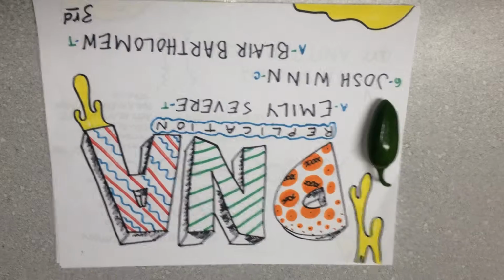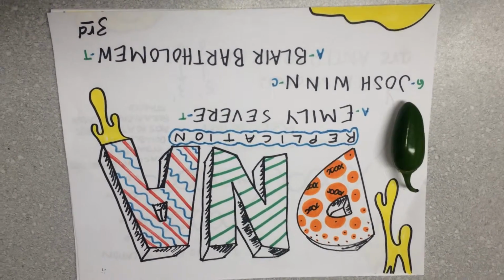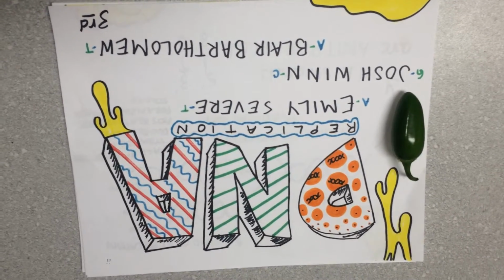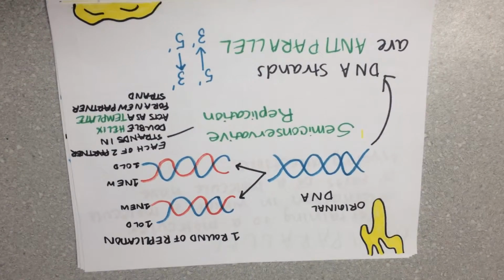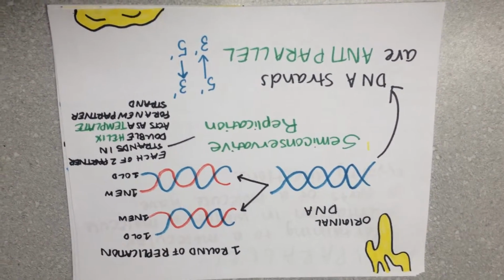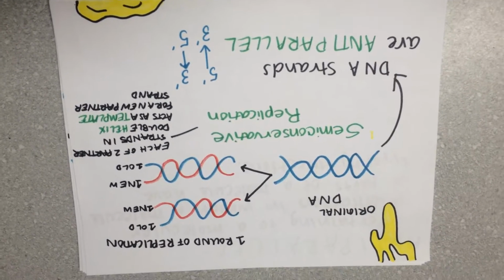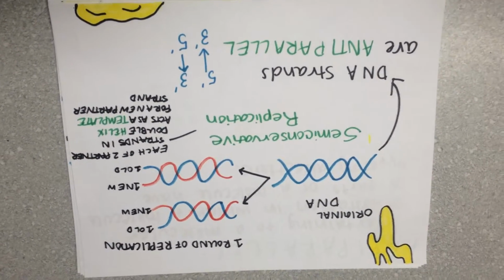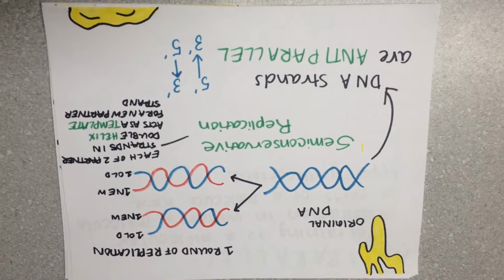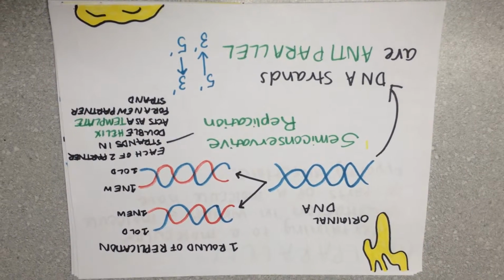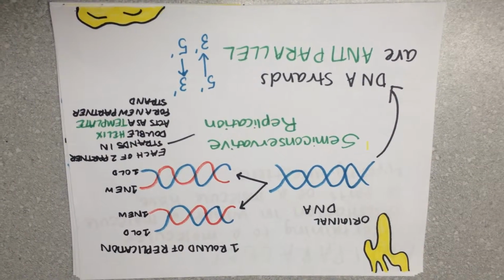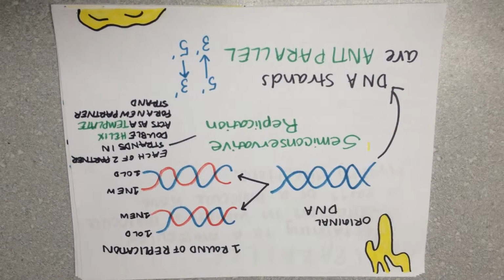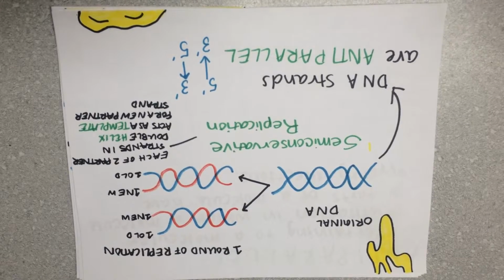Okay. This is our DNA replication project by Emily Severe, Joshua Wynn, and Blair Bartholomew. DNA replication happens through a method called semi-conservative replication, where each of two partner strands in a double helix acts as a template for a new partner strand. Here you can see the beginning of original DNA and the product, the two new helixes.